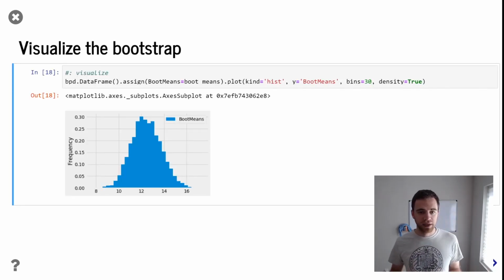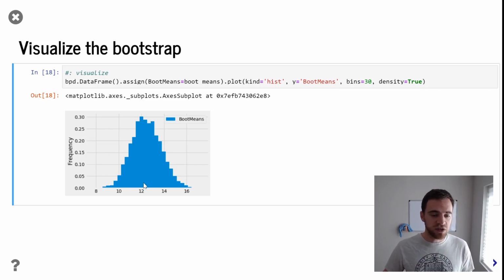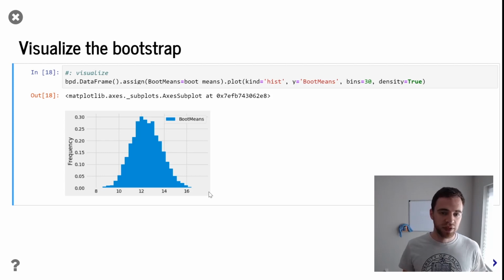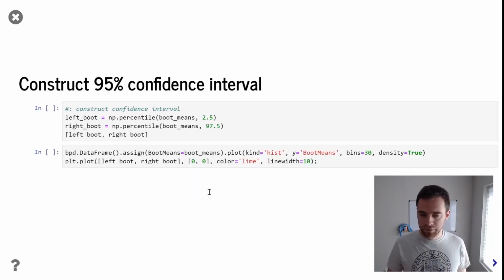Here's what we have. Okay, so here were the sample means that I got in each of my 5,000 trials put into a histogram. So it's centered at around 12 or so, but notice it has sort of a bell shape to it. It looks kind of like a normal curve.